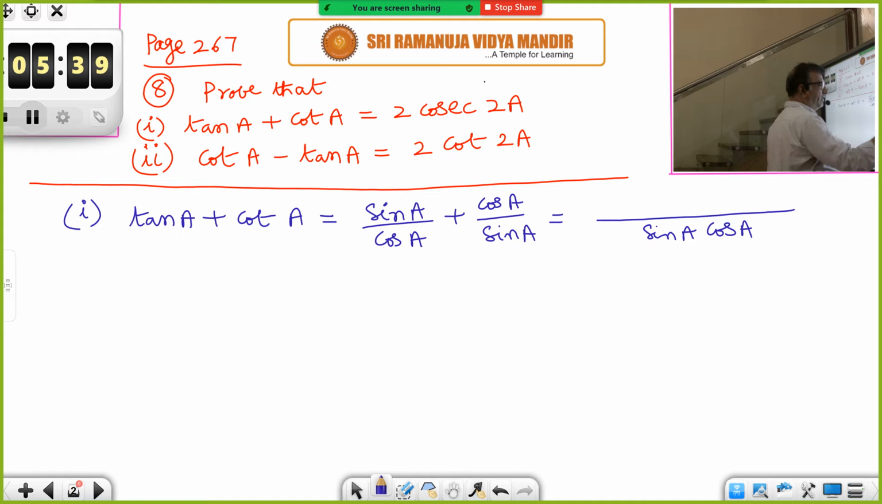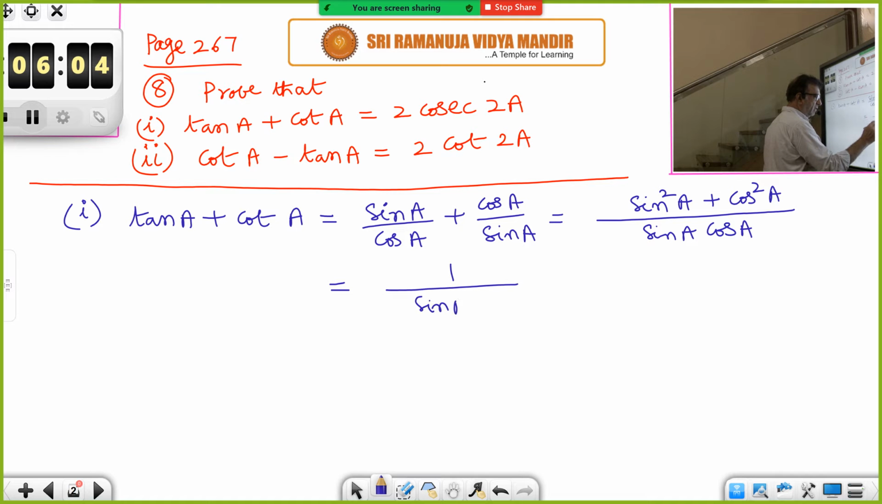See, everybody should understand. You please tell all the steps. Sin square A plus cos square A, sir. Yes. Here sin square A, and in the second term you will get cos square A in the numerator. But sin square A plus cos square A is equal to what? 1, sir. So I will multiply and divide by 2. So here numerator I multiply by 2, denominator also I will multiply by 2. 2 by 2 sin A cos A, sir.